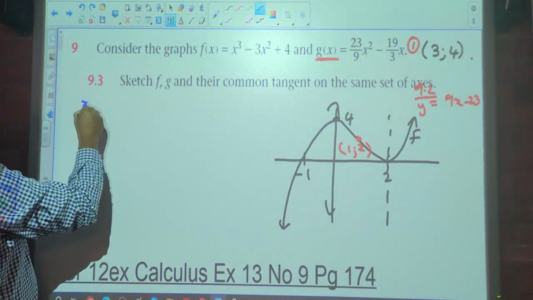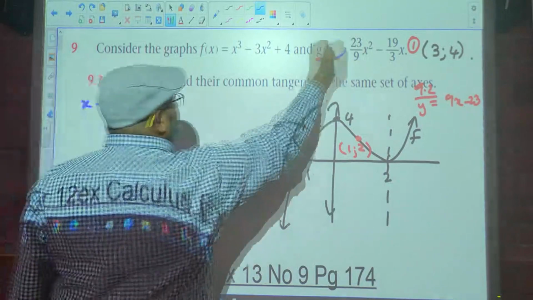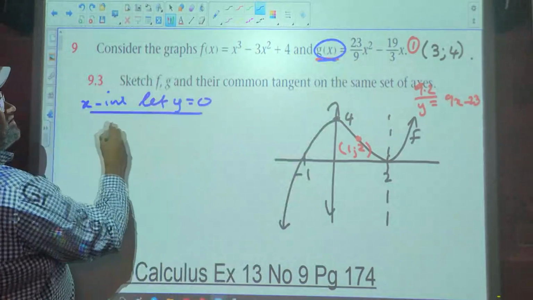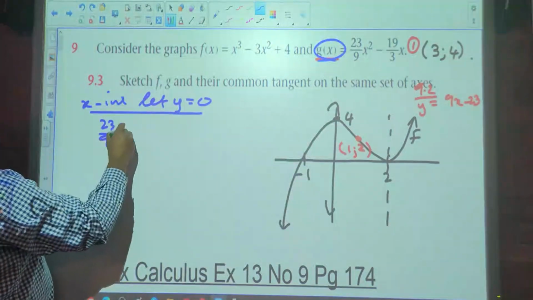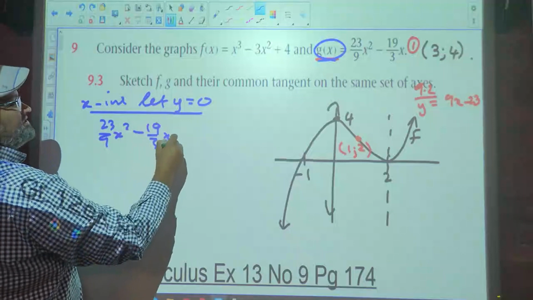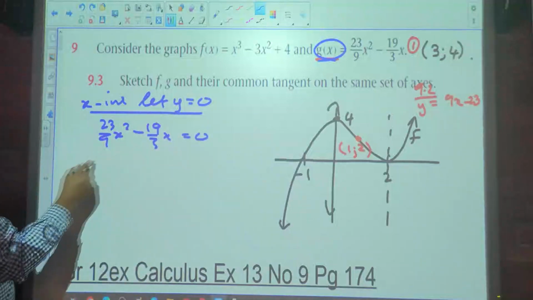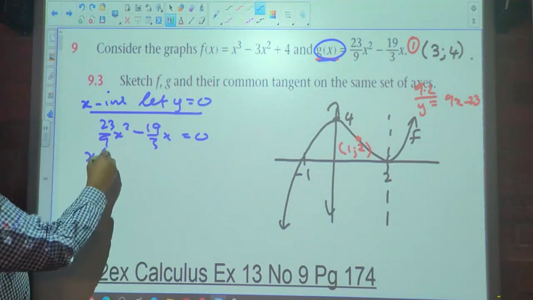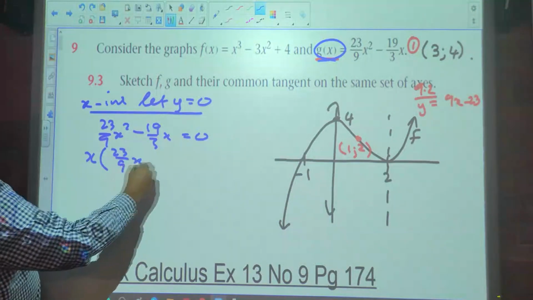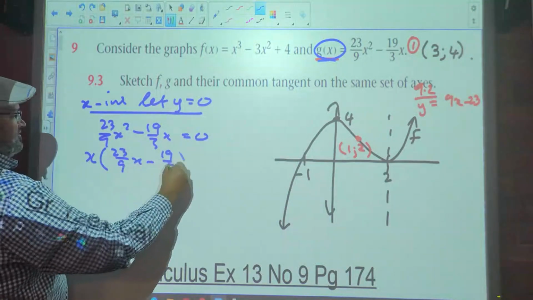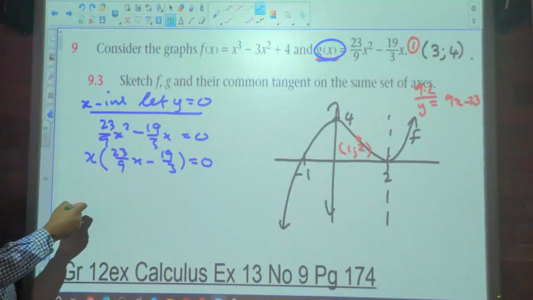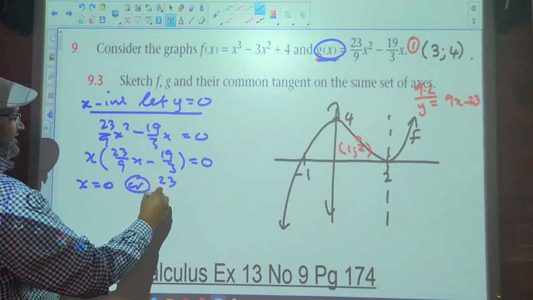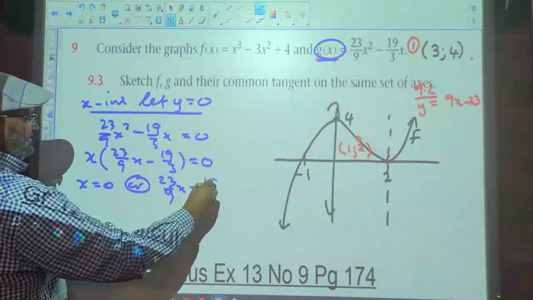We work out our x-intercept. What do you do for x-intercept? Let y equal to 0. So that's going to give you 23 over 9 x squared minus 19 over 3 x equals 0. Got a common factor here, just take x out. So it's 23 over 9 x minus 19 over 3 is equal to 0. Now, as I can see, a third is also common. So x equal to 0 or 23 over 9 x is equal to 19 over 3.